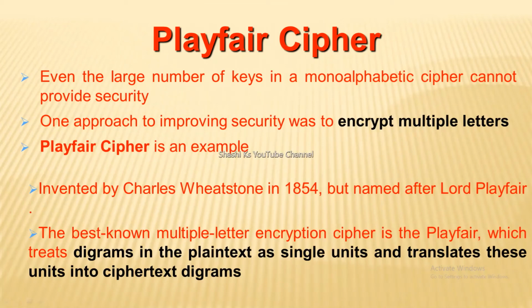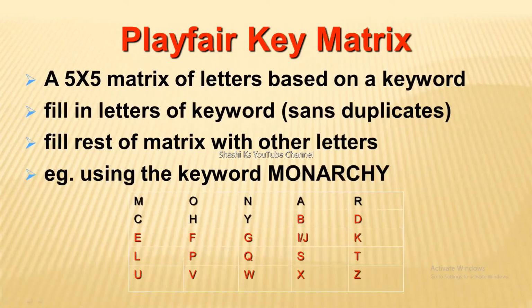This Playfair cipher was invented by Charles Wheatstone in 1854, and it was named after Lord Playfair. So far, it was the best known multiple-letter encryption cipher. How it proceeds is that digrams in the plain text will be translated into digrams in the ciphertext. Digrams are nothing but two-letter combinations. So this is how encryption is done in Playfair.